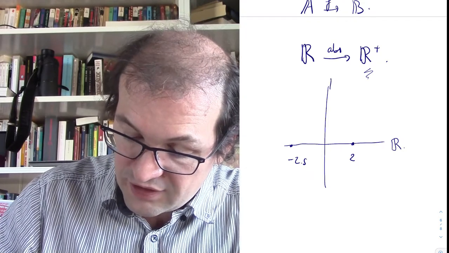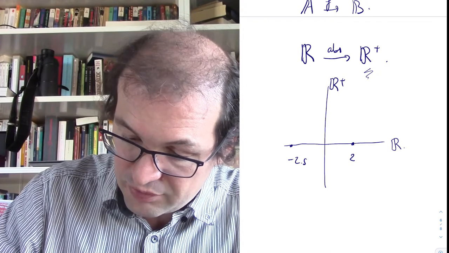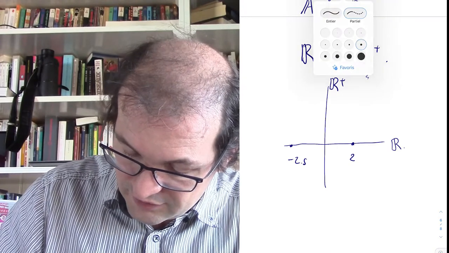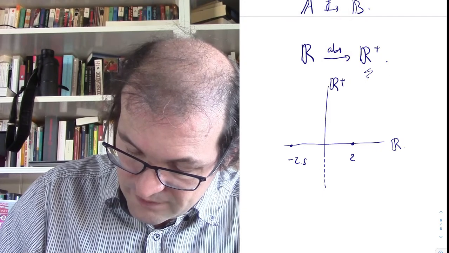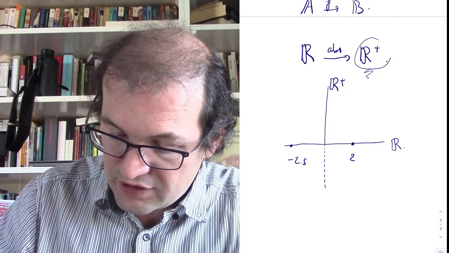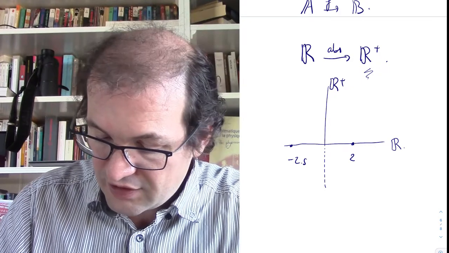We attach on this set, which is R plus. So if it's R plus, I cannot do it like this, but I can do it like this. I think I should make this not part of my graph. I cannot go there by definition. I am only in R plus, which is the positive R.